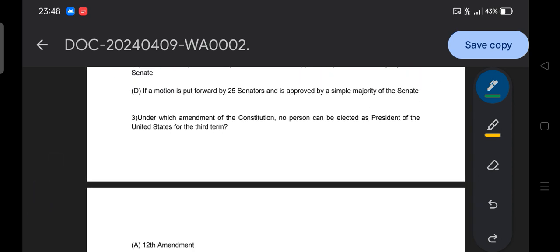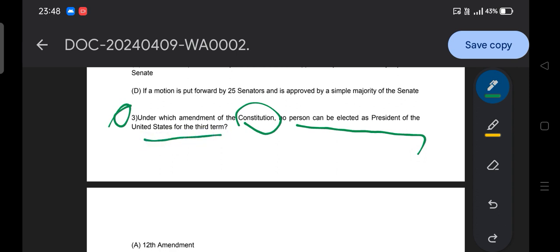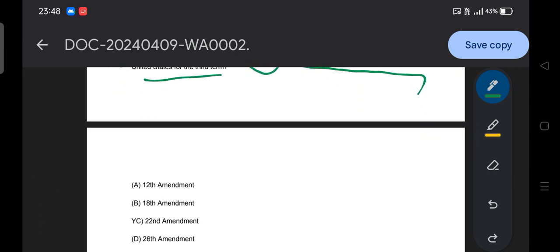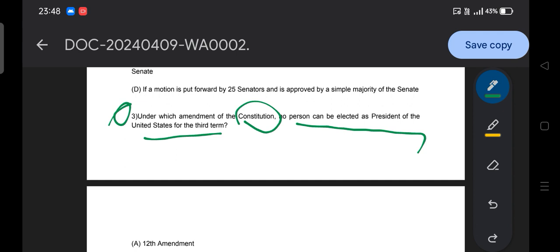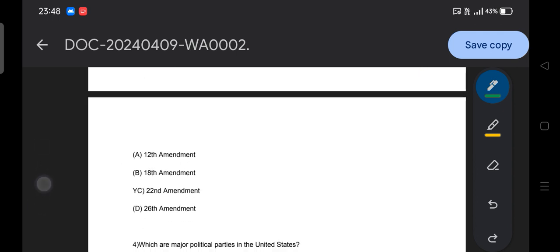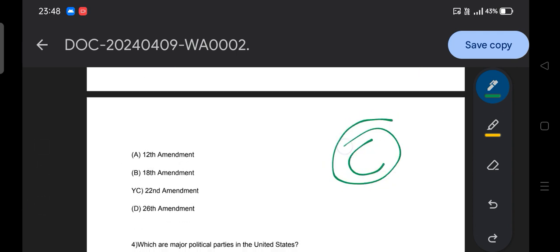Moving to the next question, question number 3. Under which amendment of the Constitution can no person be elected as President of the United States for a third term? Option A, 12th Amendment; B, 18th; C, 22nd; and D, 26th. So the answer is option C, the 22nd Amendment.